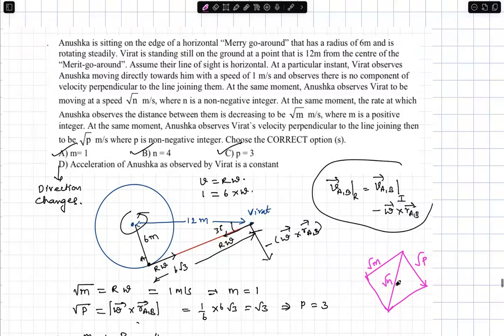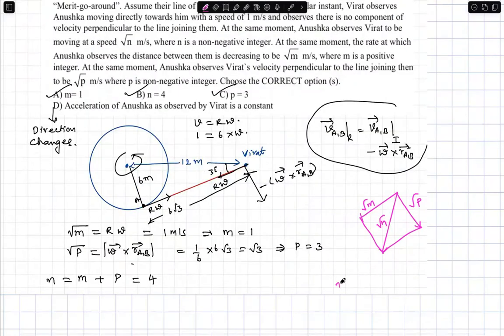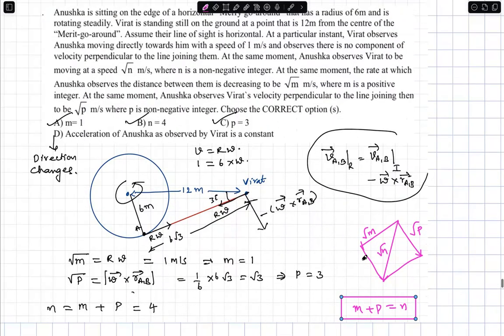So what I know is m square, squaring and adding, m plus p is equal to n. Pythagoras theorem. You require only one out of this.